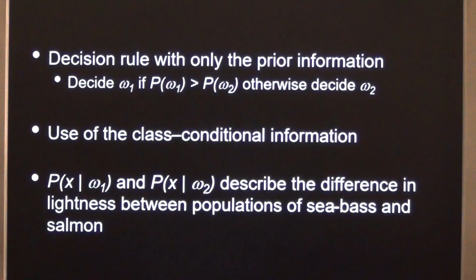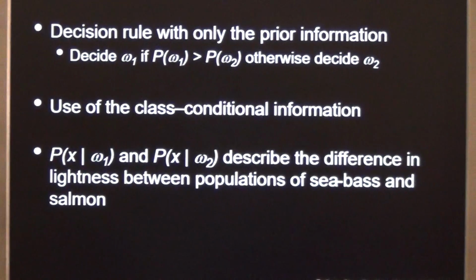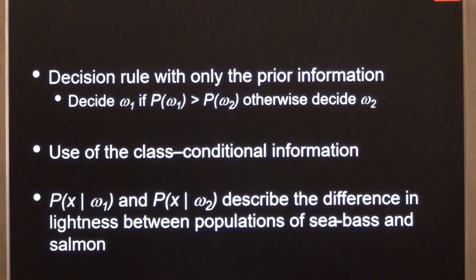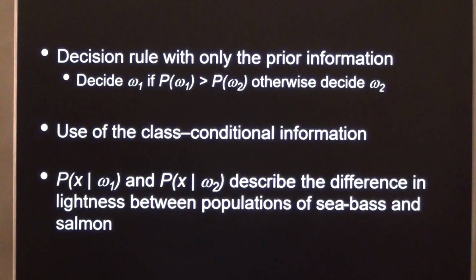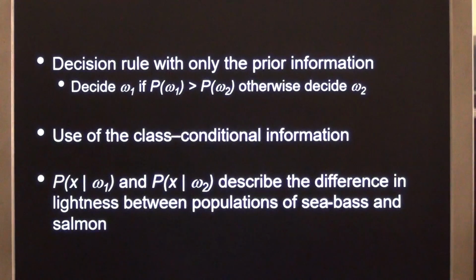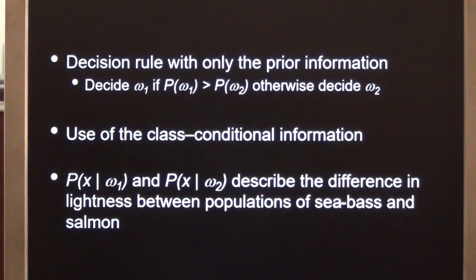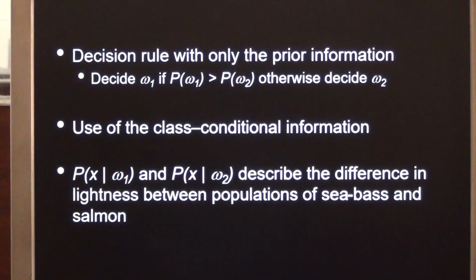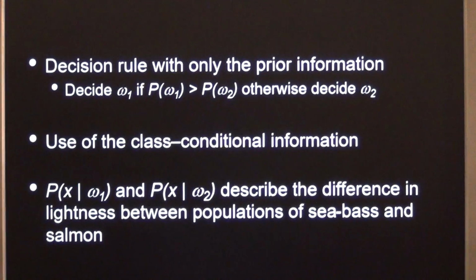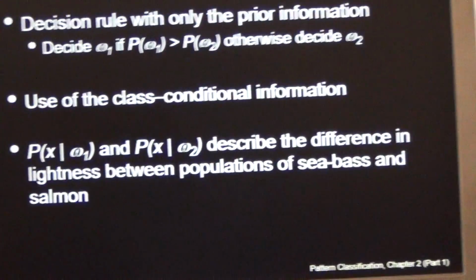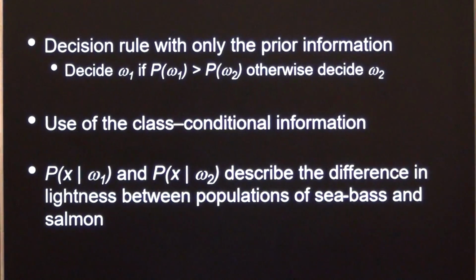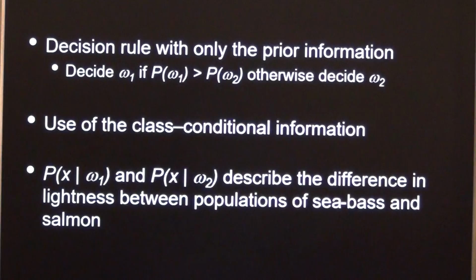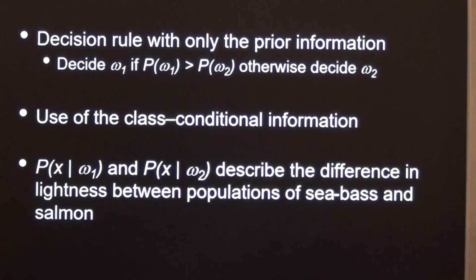Decision rule with only the prior information: we decide w1 if P(w1) is greater than P(w2), otherwise decide w2. Then the use of the class conditional information, p(x|w1) and p(x|w2), describes the difference in the lightness between the populations of sea bass and salmon. We have two types of fishes, so these describe the lightness of the two populations.